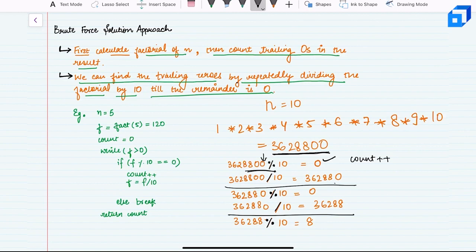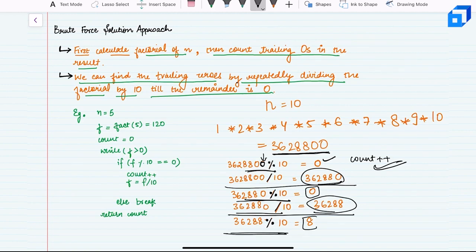So that means the last digit has been removed. In the next iteration, we again do the mod to get the last digit. We got 0, so again we increment the count. Next, we divide it by 10. Again we find the mod of it and we get a non-zero number. That means we have to stop because we have found all the trailing zeros. Since we have got a non-zero digit, we do not care what is there to the left of it. So we will simply stop and return the count.